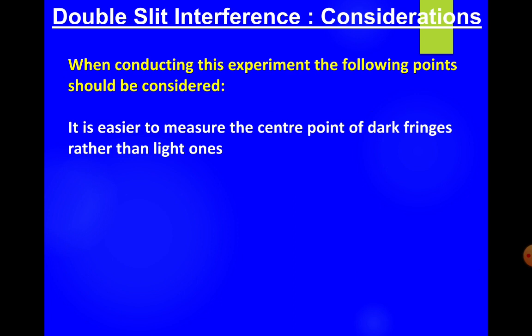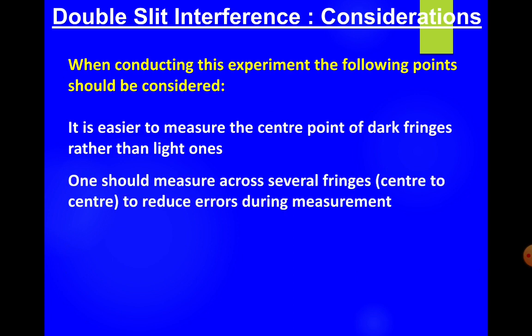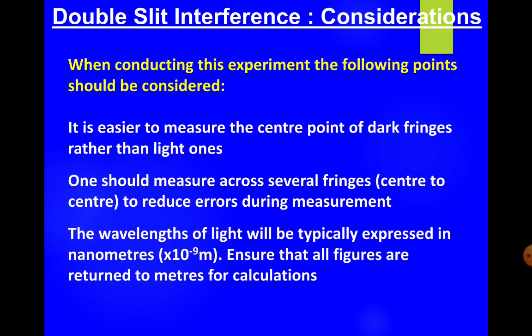When conducting experiments for the measuring points we can look at, it's easier to measure the center point of the dark fringes rather than the light ones. One should measure across several fringes to reduce the errors, and the wavelength of light should be in the order of between 400 and 700 nanometers.